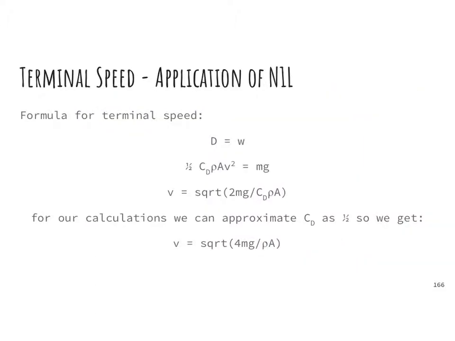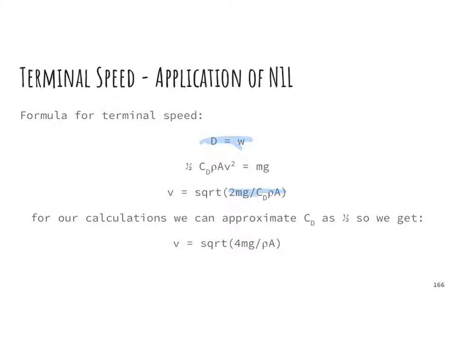So if we're looking quantitatively at terminal speed, we can solve for velocity. We know that in this case the drag equals the weight. The drag force is 1/2 times the drag coefficient times rho times the cross-sectional area times the velocity squared. And the weight force is mass times gravity. So if we solve for V, V is going to equal the square root of 2mg over c rho A. Okay, so not something you have to memorize, but a quick little application.